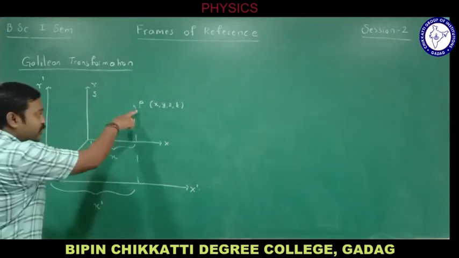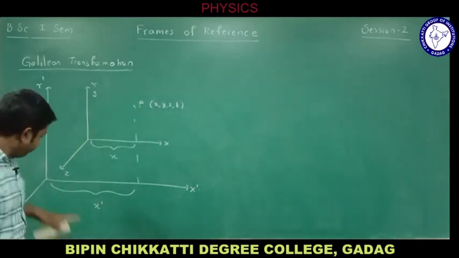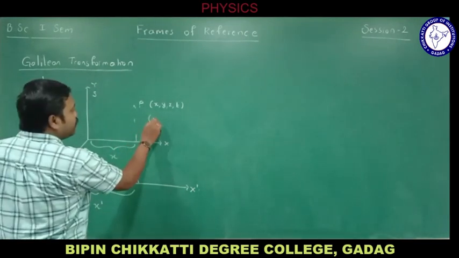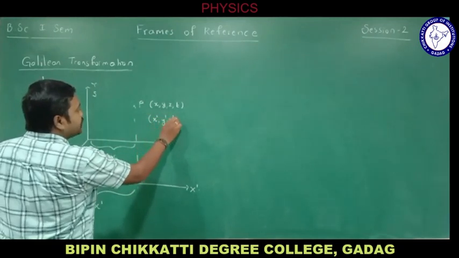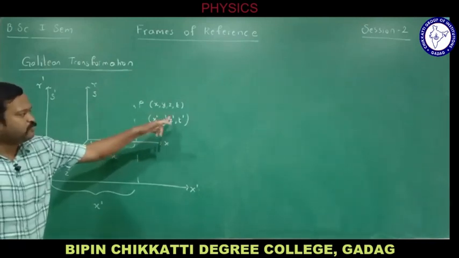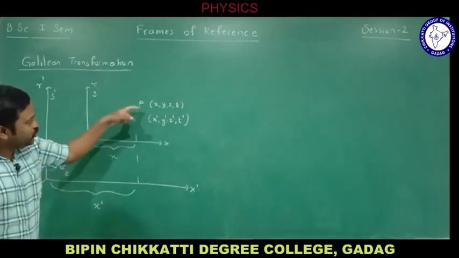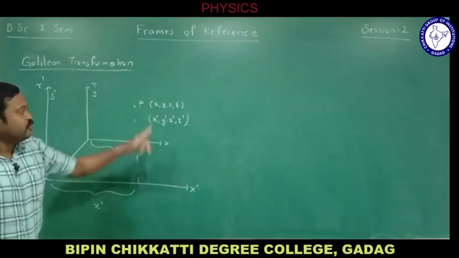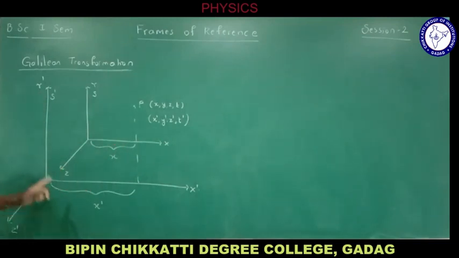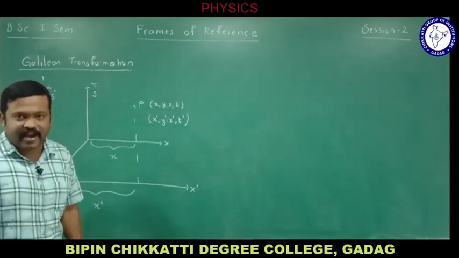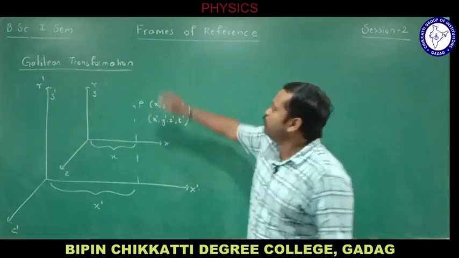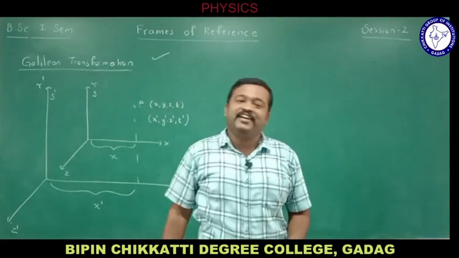If I want to write what are the coordinates at this point P from a frame of reference, let me call this frame of reference S dash. Then the coordinates will be x dash, y dash, z dash, and t dash. Or let me call it x prime, y prime, z prime, and t prime. So these are the coordinates, right? The first coordinate is with respect to frame S, and the second coordinate is with respect to frame S dash. And if I want to relate these two coordinates, I will be using a transformation called Galilean transformation, right?